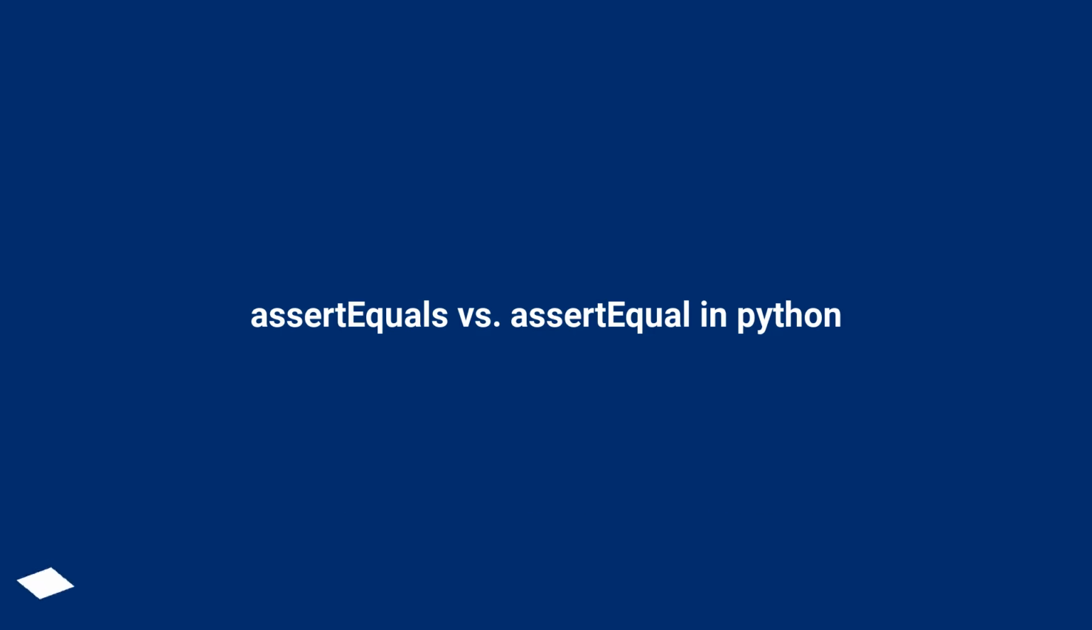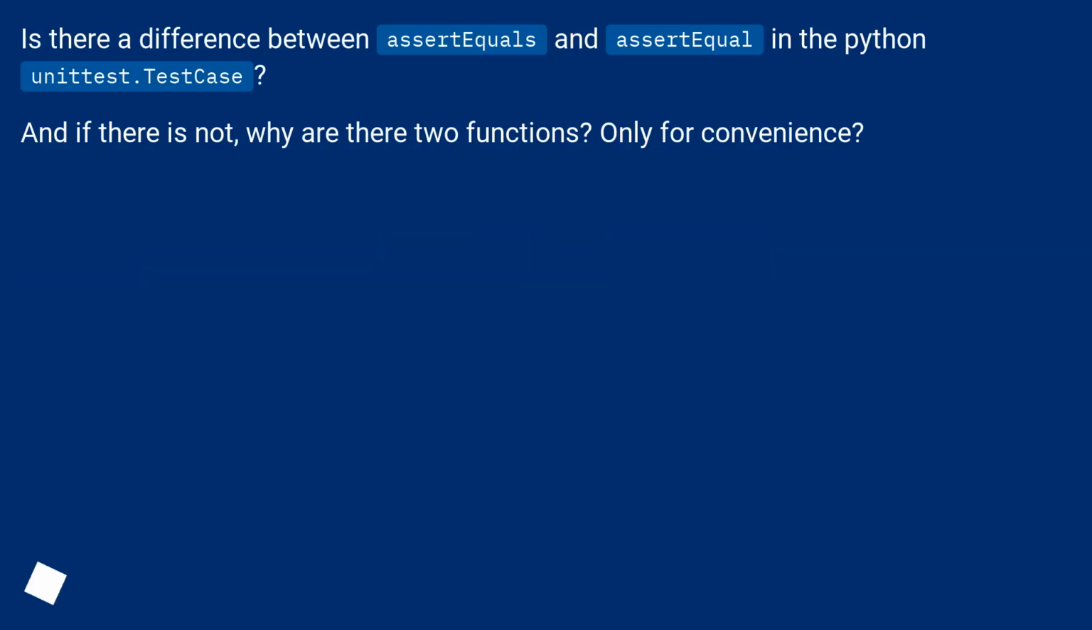assertEquals versus assertEqual in Python. Is there a difference between assertEquals and assertEqual in the Python unittest.TestCase? And if there is not, why are there two functions? Only for convenience?